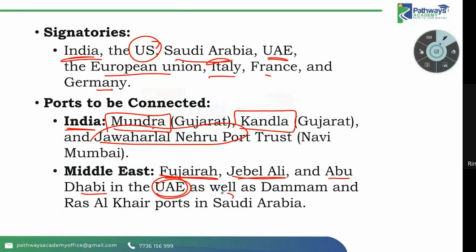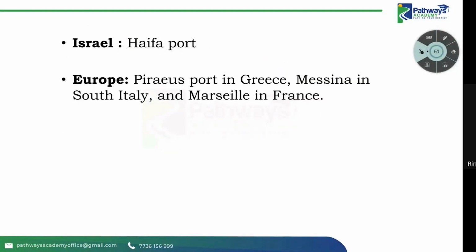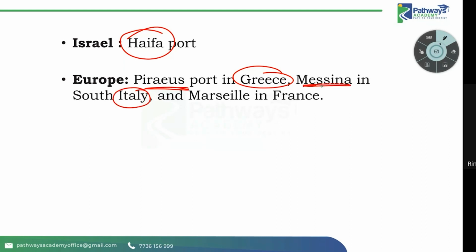From Saudi Arabia, Dammam Port and Ras Al Khair. From Israel, it is Haifa Port. From Greece, Piraeus Port. From Italy, Messina Port. From France, Marseille port.